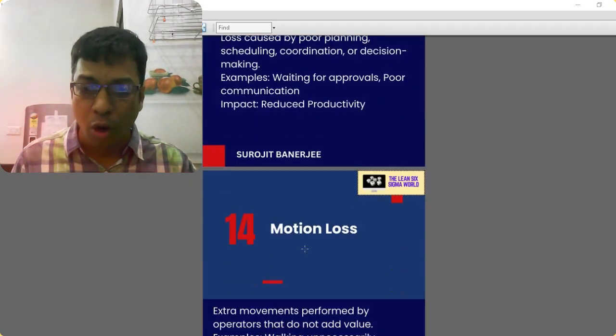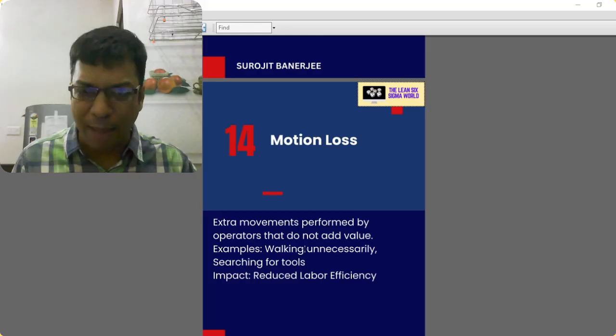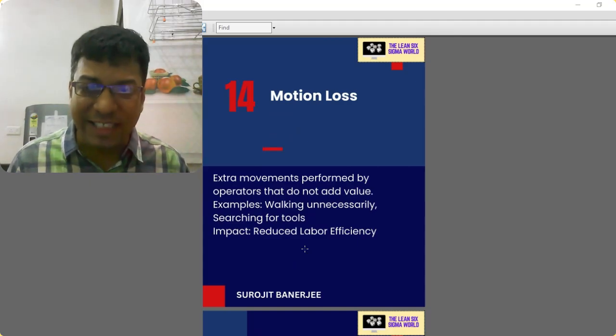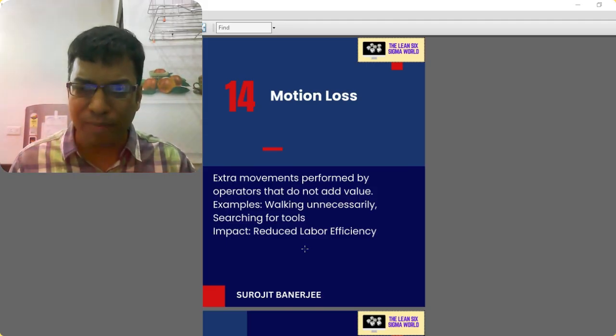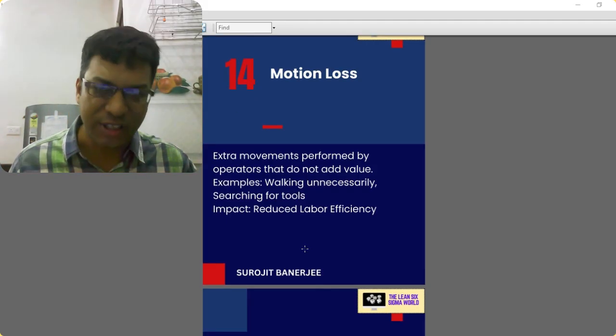Now I'm moving into motion loss. Motion loss happens due to extra movements by the operator. These are non-value-added activities. Examples are walking unnecessarily, searching for tools and drawings. These come under motion loss. The impact is reduced labor efficiency.